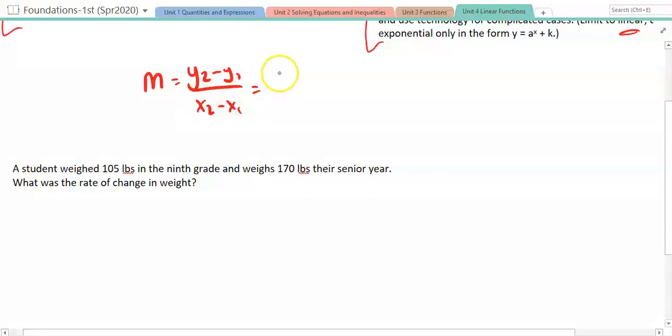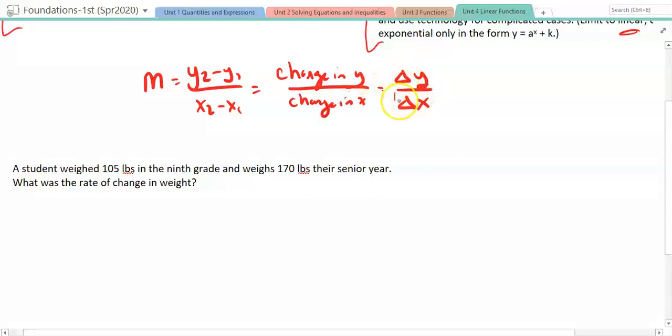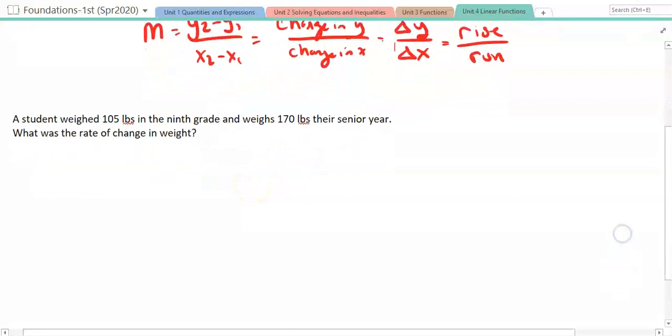Another way we talked about the formula is the change in y over the change in x. We use this notation, the delta y over delta x, and that delta does mean change of or change in. And two other words that we use to remind us of which one goes where: rise over run. Using this information, we're going to take the information we're given and manipulate it to what the rate of change would be. And so m is equal to what?